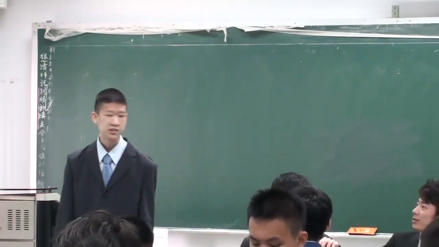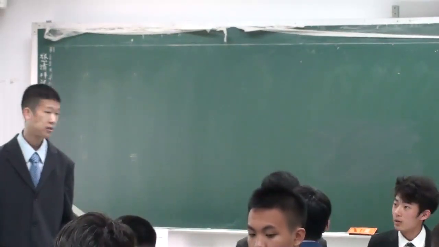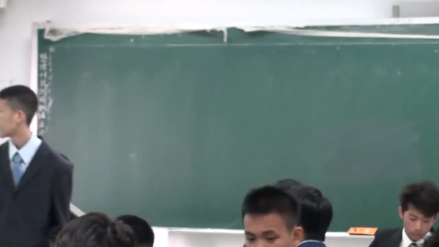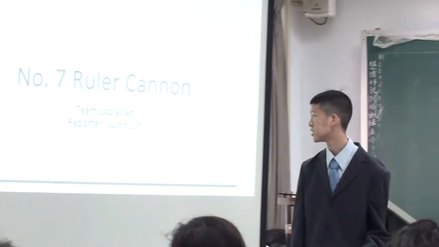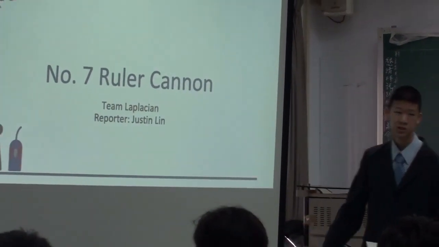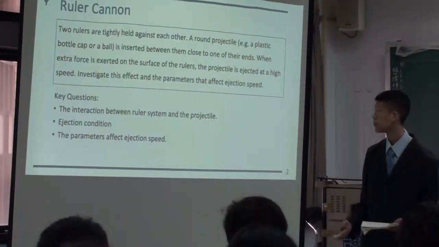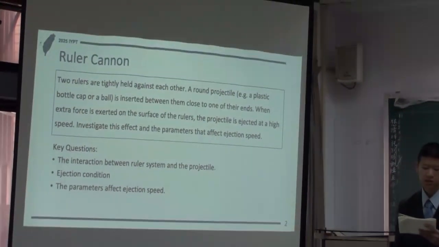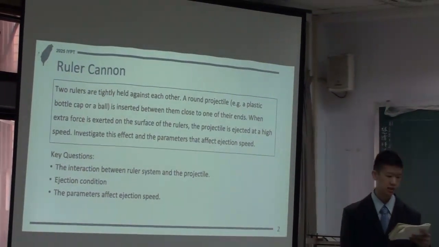Okay, I'm going to start my report. I'm just turning from Team Laplacian. I'm going to report number 7, ruler cannon. And the problem statement is: 2 rulers are tightly held against each other.